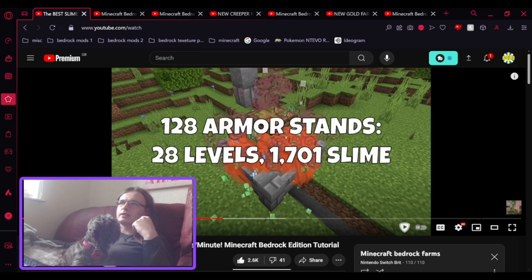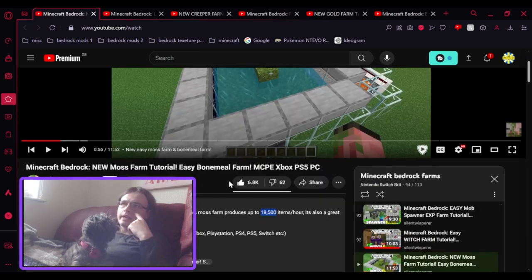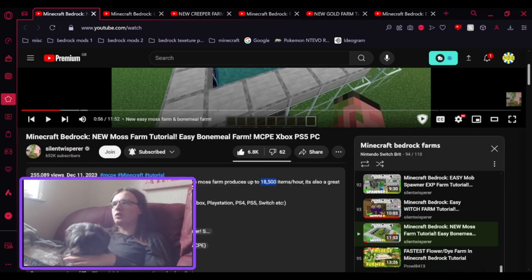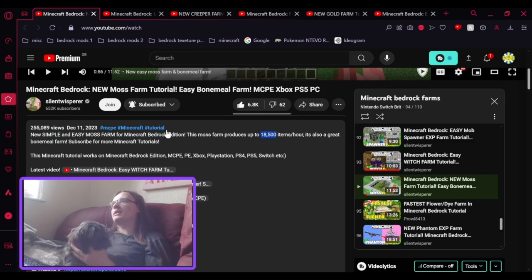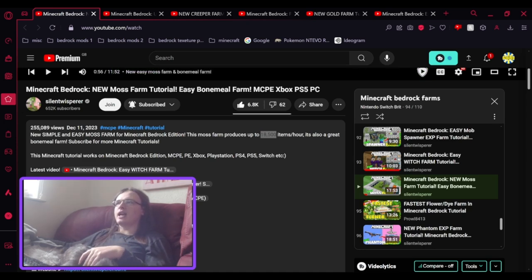For its placement. So yeah, next up is the bone meal powered moss farm. Now, this was made by Silent Whisperer. You can see here, he claims it produces 18,500 items per hour. And it produces four types of items.